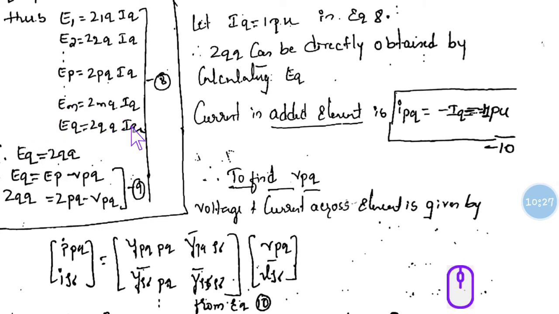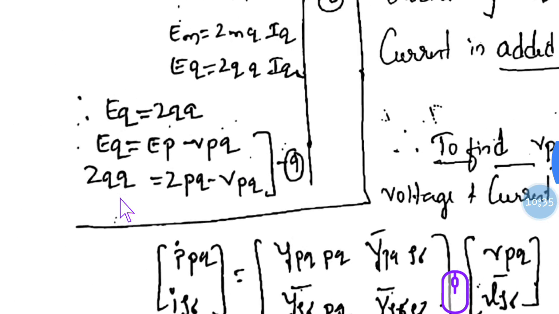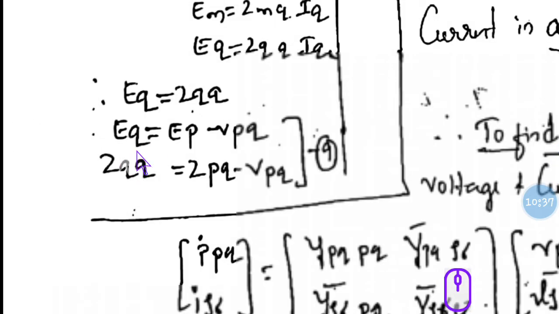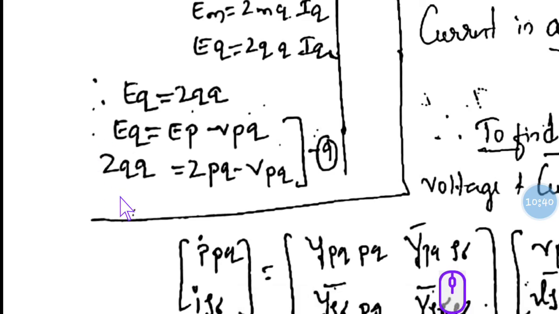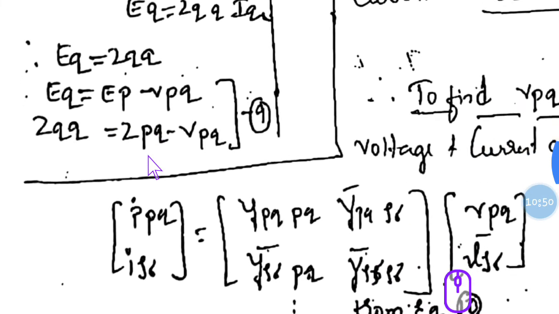So I is replaced by Q and IQ you have to make it 1. Therefore EQ is equal to EP minus VPQ. And ZQQ you are getting as ZPQ minus VPQ. Before it was I, now it will be Q. So Z of QQ will be Z of PQ minus VPQ. This equation you have to take for addition of branch for diagonal value. Before it was I, now I am taking Q. QQ means diagonal. So now you have to find VPQ here.